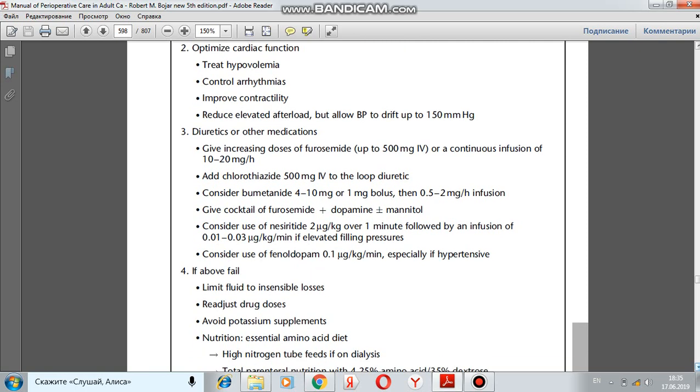Give increasing doses of furosemide up to 500 mg IV or a continuous infusion of 10 to 20 mg/hour. Add chlorothiazide 500 mg IV to the loop diuretic. Consider bumetanide 4 to 10 mg or 1 mg bolus, then 0.5 to 2 mg/hour infusion. Give a cocktail of furosemide, dopamine, mannitol.